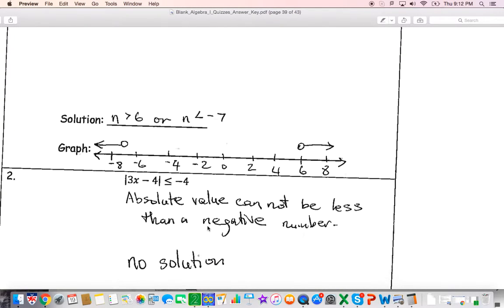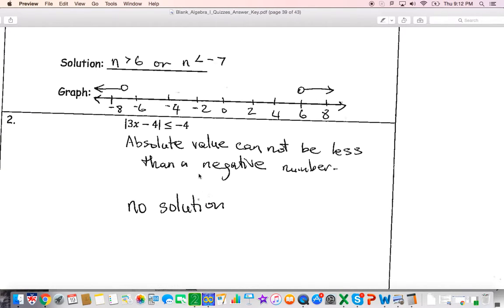Okay, so this one actually has no solution because it's saying here that the absolute value, which we know has to be a positive number because absolute value by definition is 0 and up, cannot be negative. Absolute value can never be negative. But here it is saying that absolute value is less than a negative number. Absolutely impossible. Absolute value cannot be negative, which means that there is no solution to this inequality.